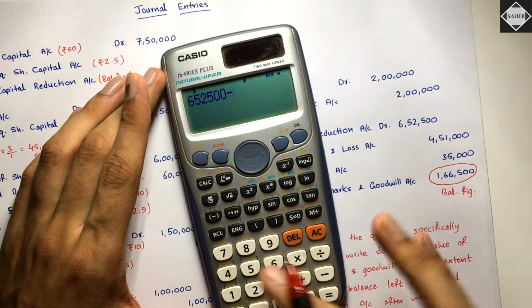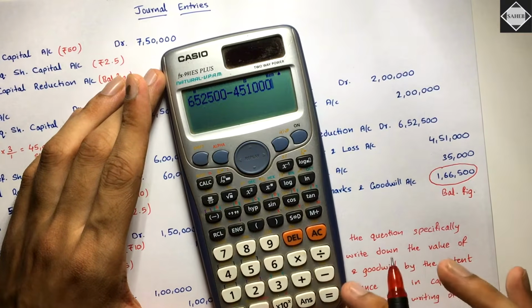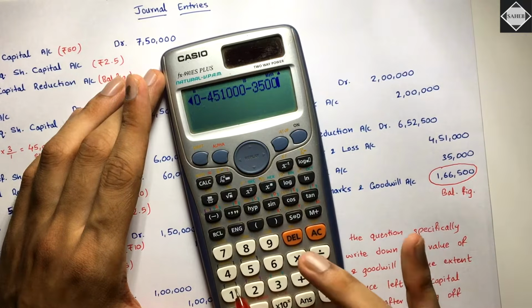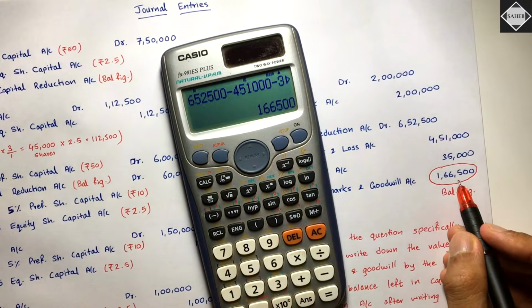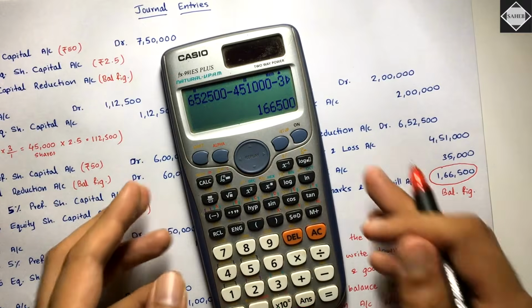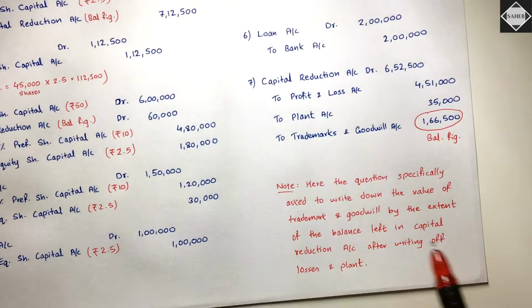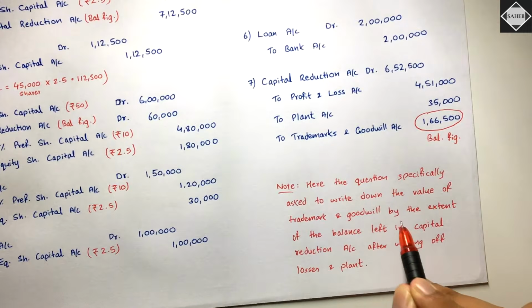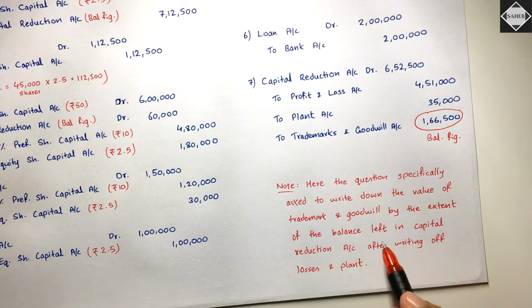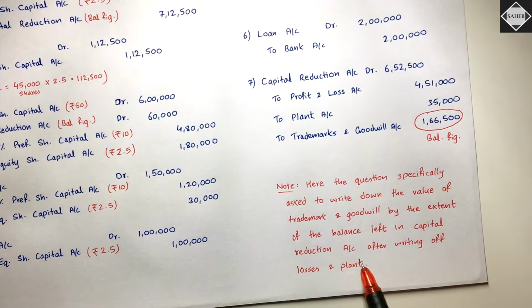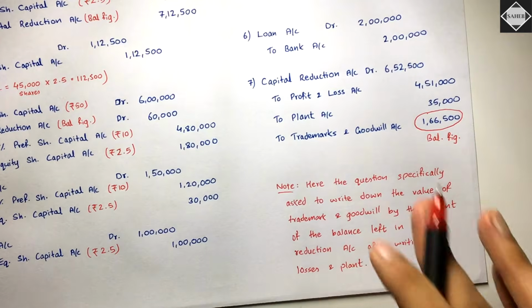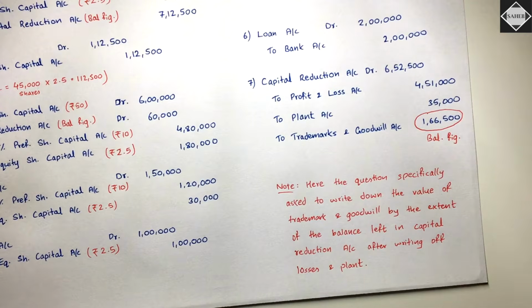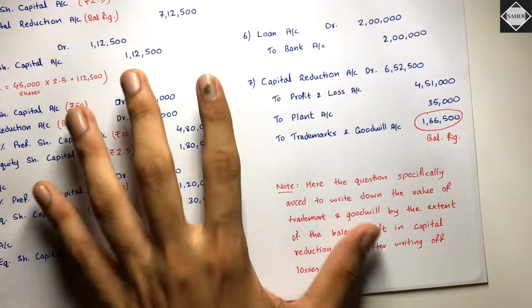6,52,500 minus 4,51,000 minus 35,000, that's equal to 1,66,500, right? So this is how you have to do it. Note here, the question specifically asked to write down the value of trademark and goodwill only to the extent of the balance left in the capital reduction account after writing off the debit balance of profit and loss completely and plant by 35,000. This is the new thing in this question. Fine, so now the journal entries are over.